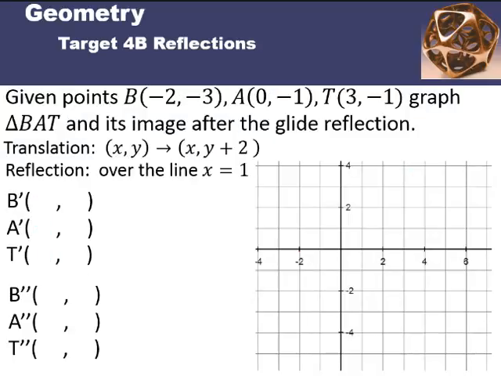Alright, so this one's the hardest one. We have to do a glide reflection. First let's plot the points. B is negative 2, negative 3, right here. A is 0, negative 1. And T is 3, negative 1. So here's T, this was A, and this is B. Connecting the dots, I have this triangle right there.